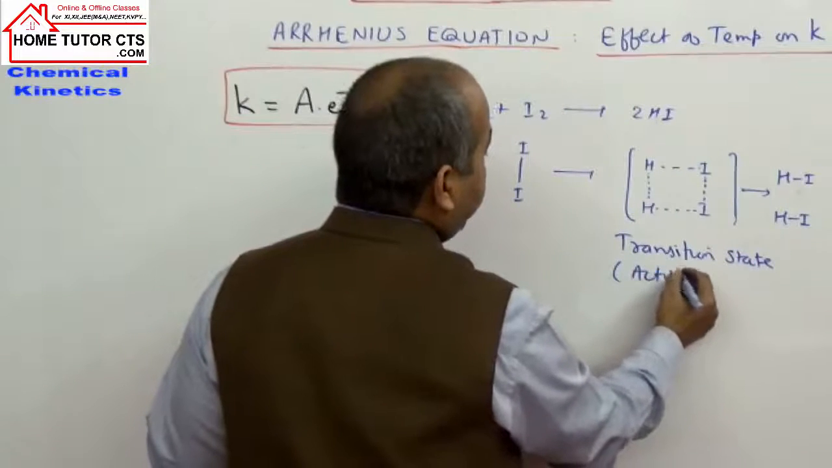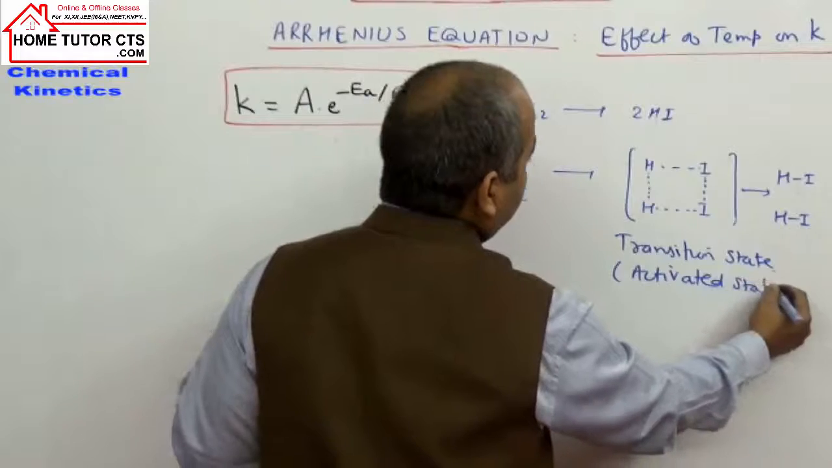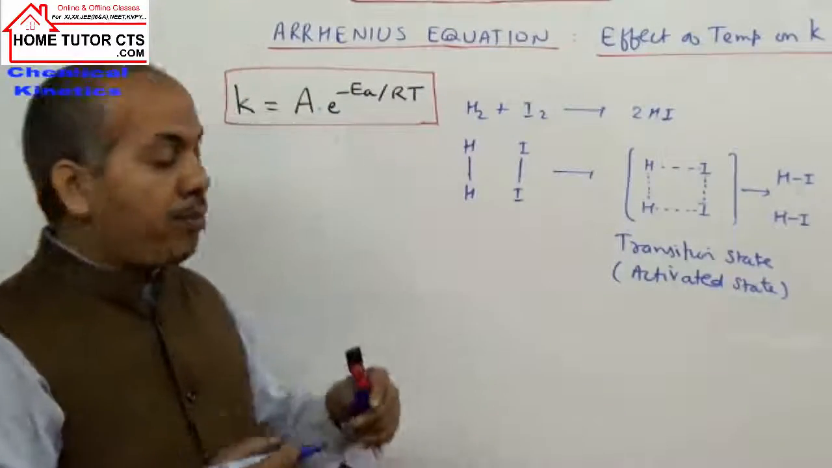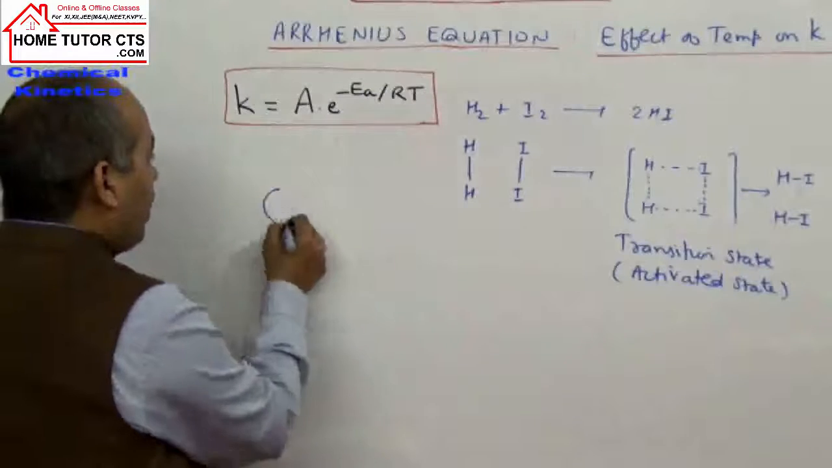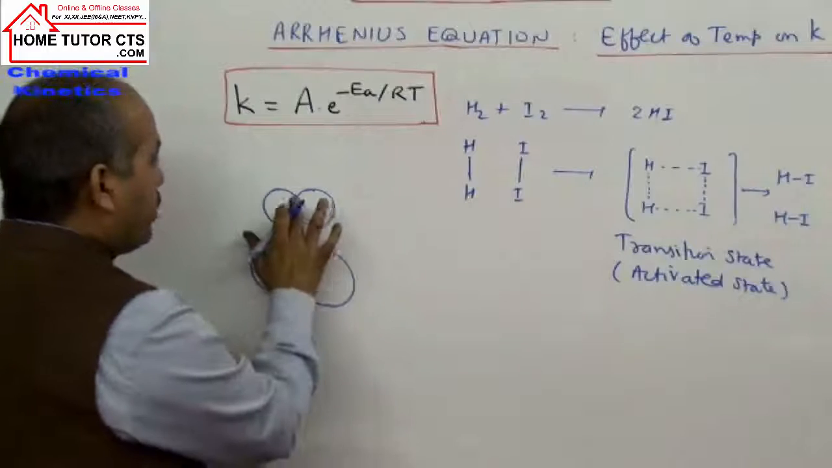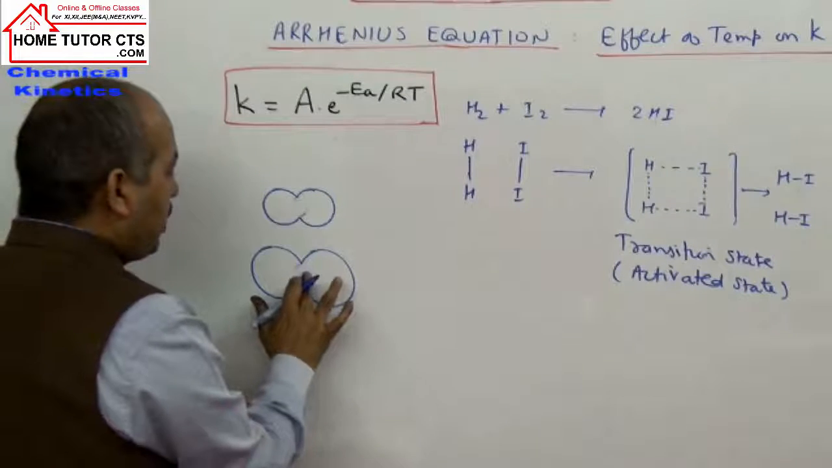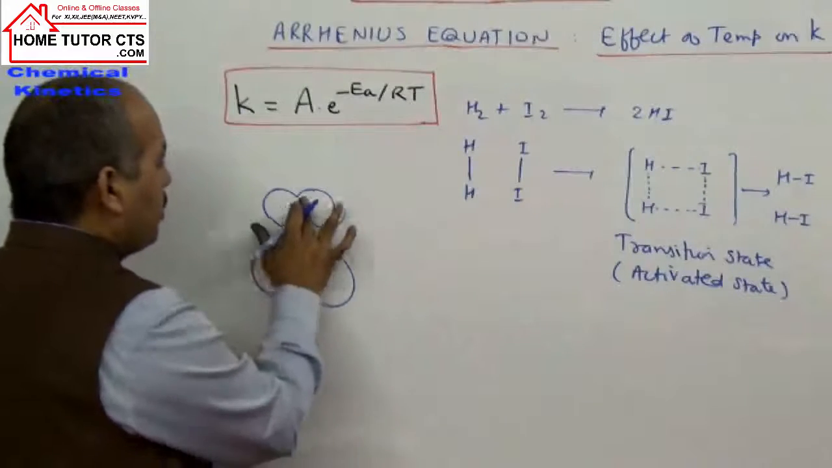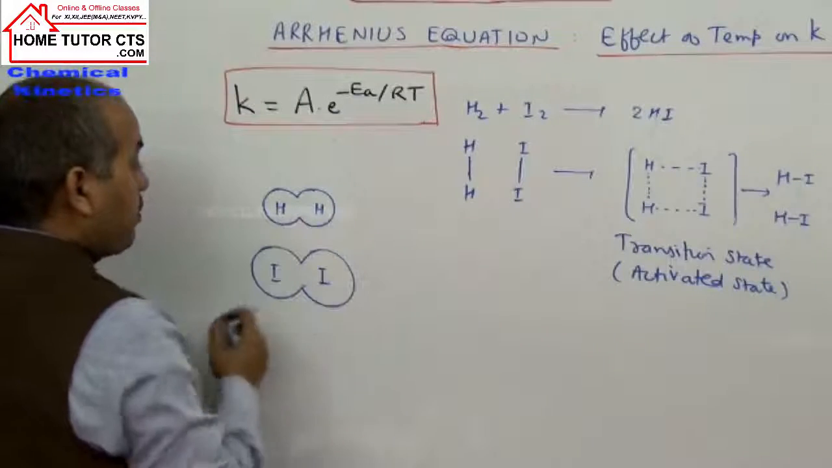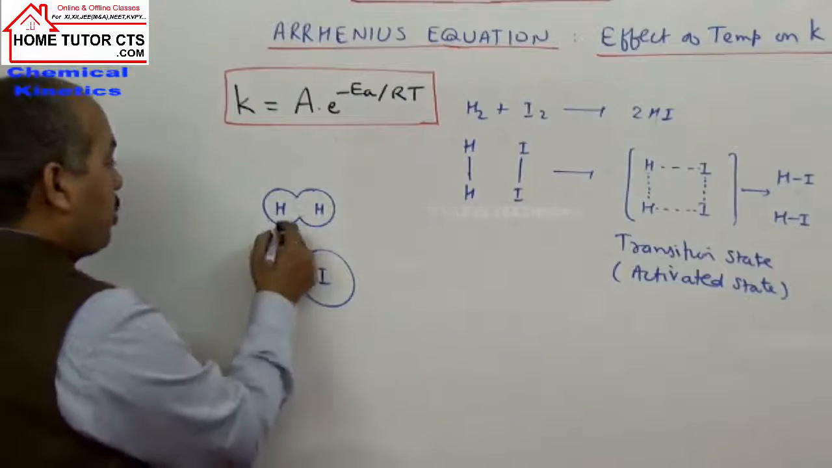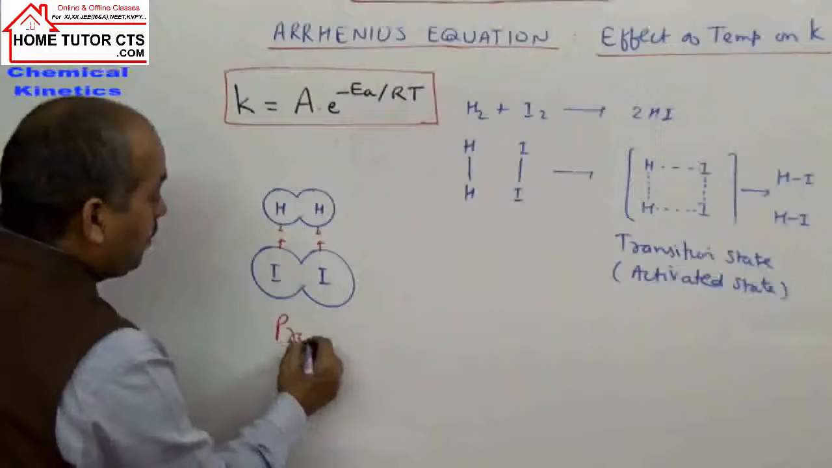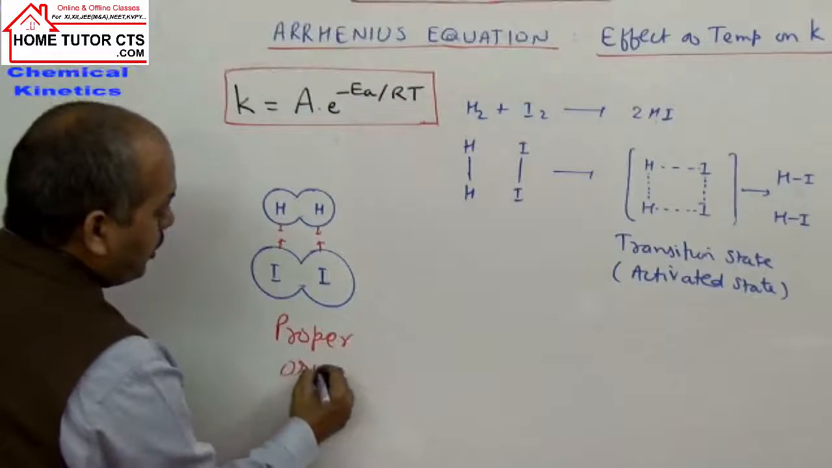It is also called the activated state. Now let us take how, for collisions to be effective in nature, the molecules can have proper orientation. If I write one hydrogen molecule and one I2 molecule, H is small in size having a covalent bond, I2 is bigger having a covalent bond. So in this case, if the collision of molecules takes place at these sites or positions, it is one example of molecules having proper orientation.